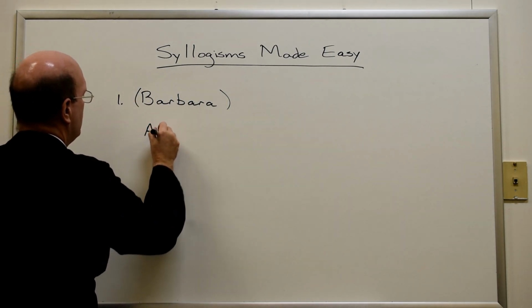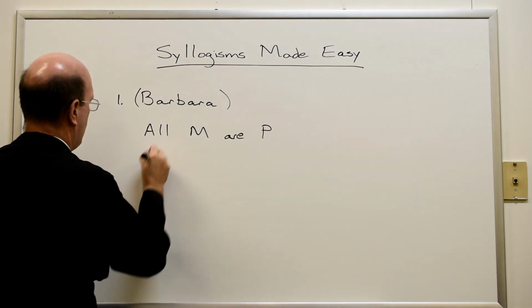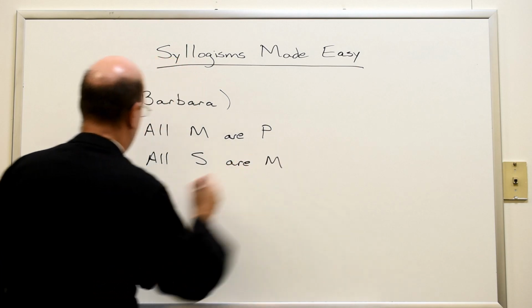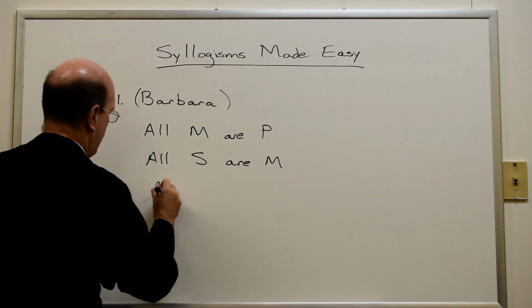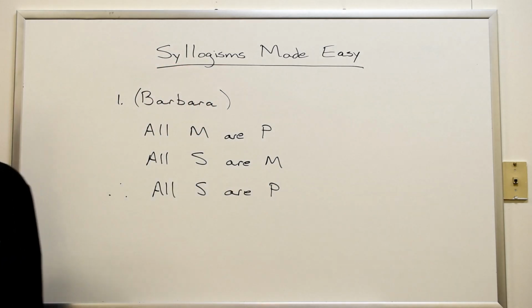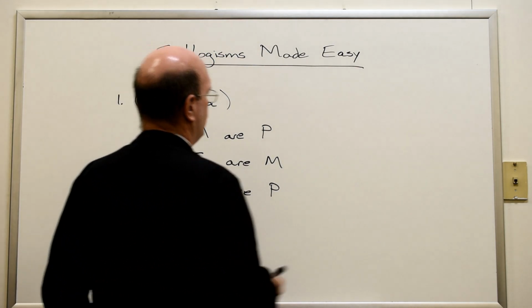All M are P, all S are M, and therefore all S are P. That's our Barbara syllogism. How does that look in diagrams?